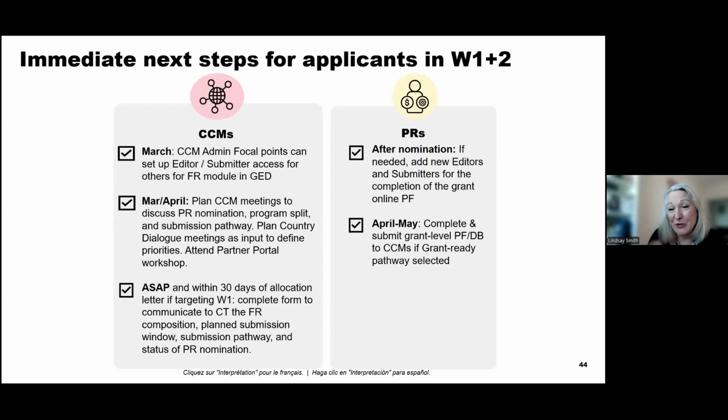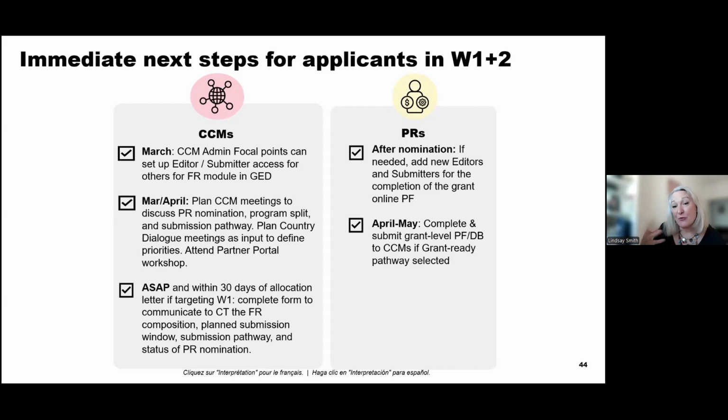We are asking that you document some of these decisions in that form that was mentioned earlier so that we can create the funding request and share the documents in the partner portal. After they're nominated, principal recipients should also be looking to update their grant entity data, adding the appropriate editors and submitters for the online performance framework.